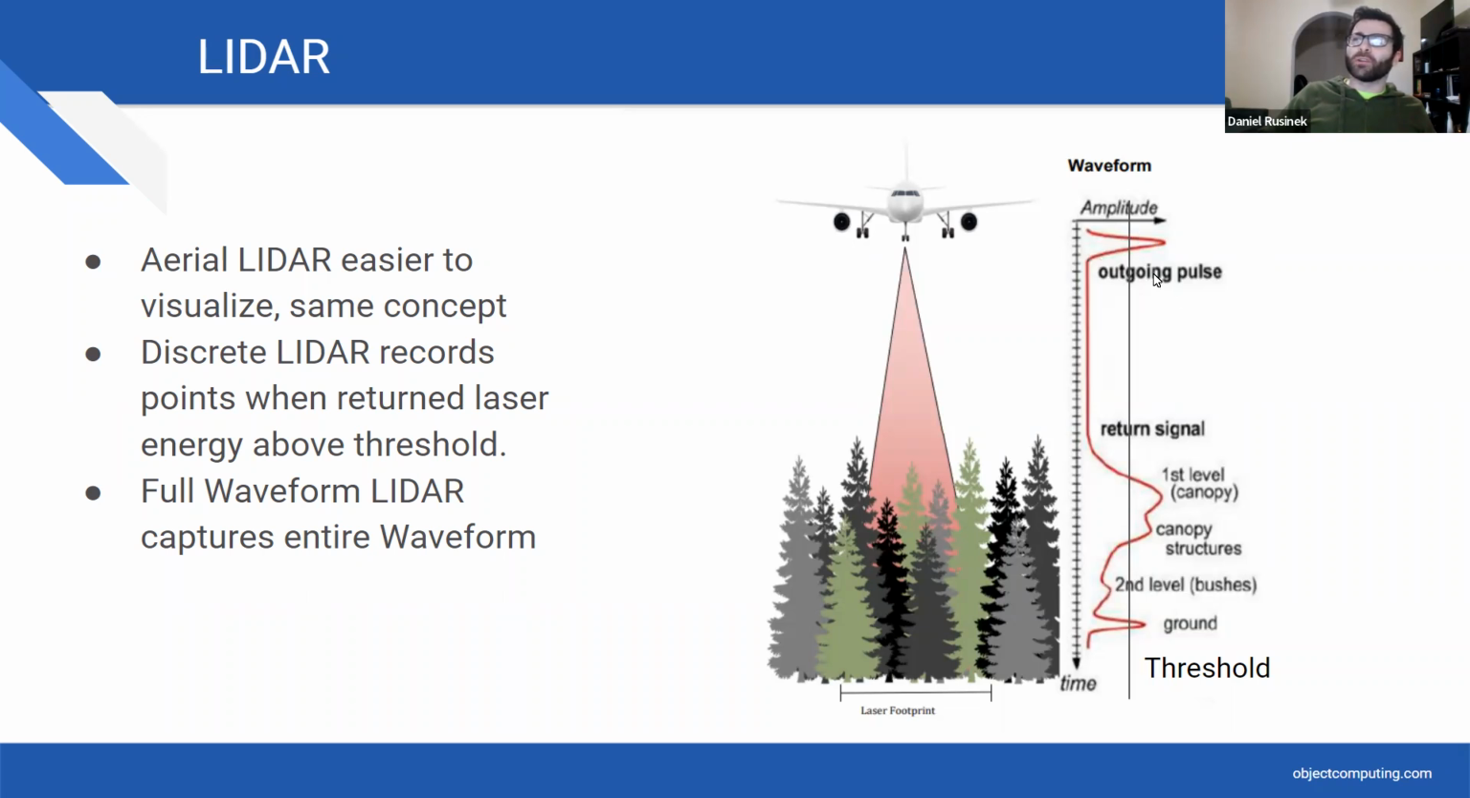We call these returns, because the light energy is returning. You can have your first return, which in this case would be your tree canopies, and then you have your last return, which we assume is the ground. That can be very useful because we can use that to wipe away tree canopies and structures and things. They've discovered faults like that, and they've discovered ancient cities hidden by trees. So that's generally how this works.